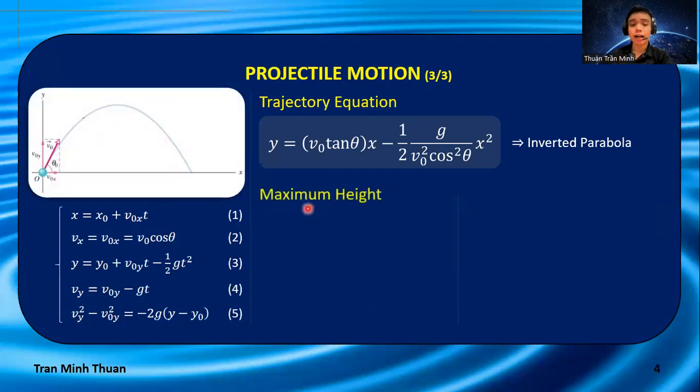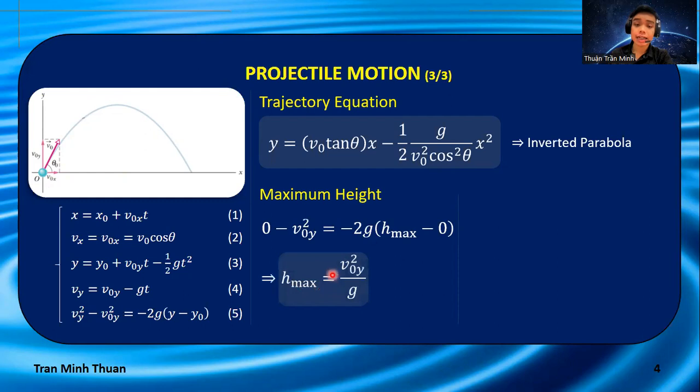Next, to find the maximum height h max that the object reaches on its trajectory, we use equation 5, assuming that at that point vy equals 0 and y equals h max, which leads to h max equals v naught y squared over 2g.